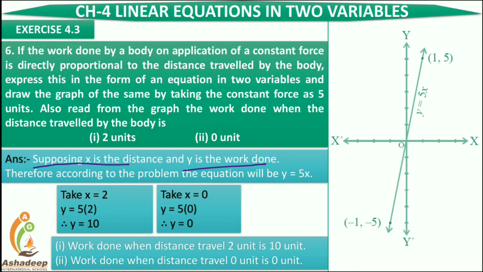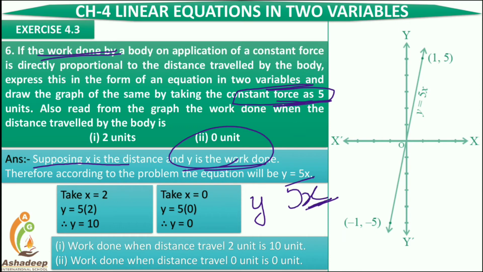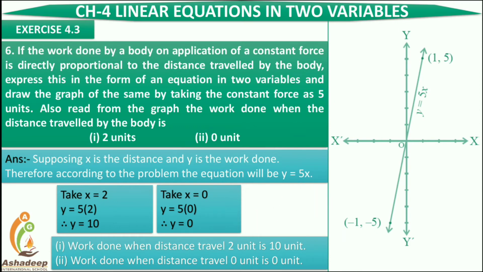Okay, now on a constant application, it is directly proportional to the work done, right? So what is the work done here? The work done is nothing but the y. Work done is y, and it is directly proportional to the x. If I remove the proportionality sign, I have to put some constant, and that constant is given here, the force constant. The constant force is given as 5. So y is equal to 5x, right?